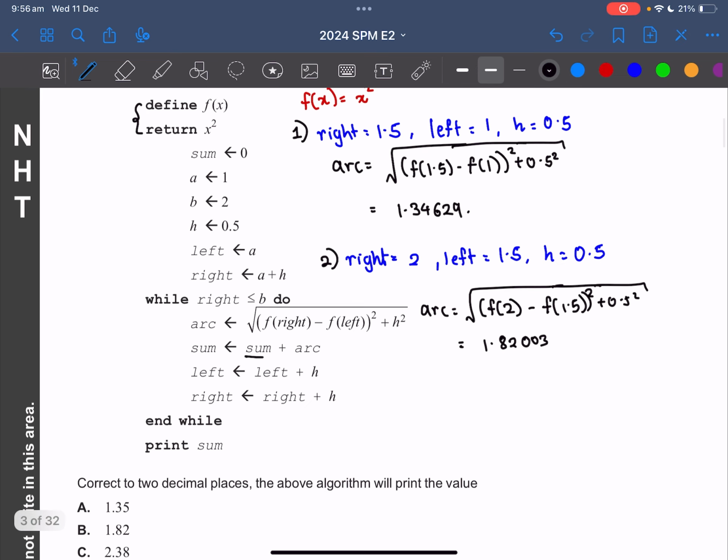So sum is the previous sum plus the arc. So our sum will basically become 0, because that is what we have initially, plus the arc that we obtain after the first iteration, 1.34629, and then plus this over here, 1.82003. So let us do this on our calculator.